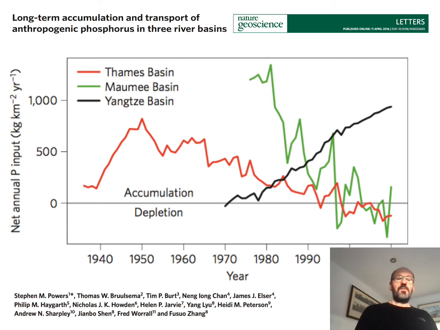And then similarly the Maumee River, which is in the Great Lakes in the northern US, that's been cleaned up since the 1970s because of cleaning up agricultural practices. And then this black one is the Yangtze River Basin in China, which, according to our calculations at the time, was actually increasing in the net annual phosphorus input. The point of that study was that it's a long-term thing, okay?